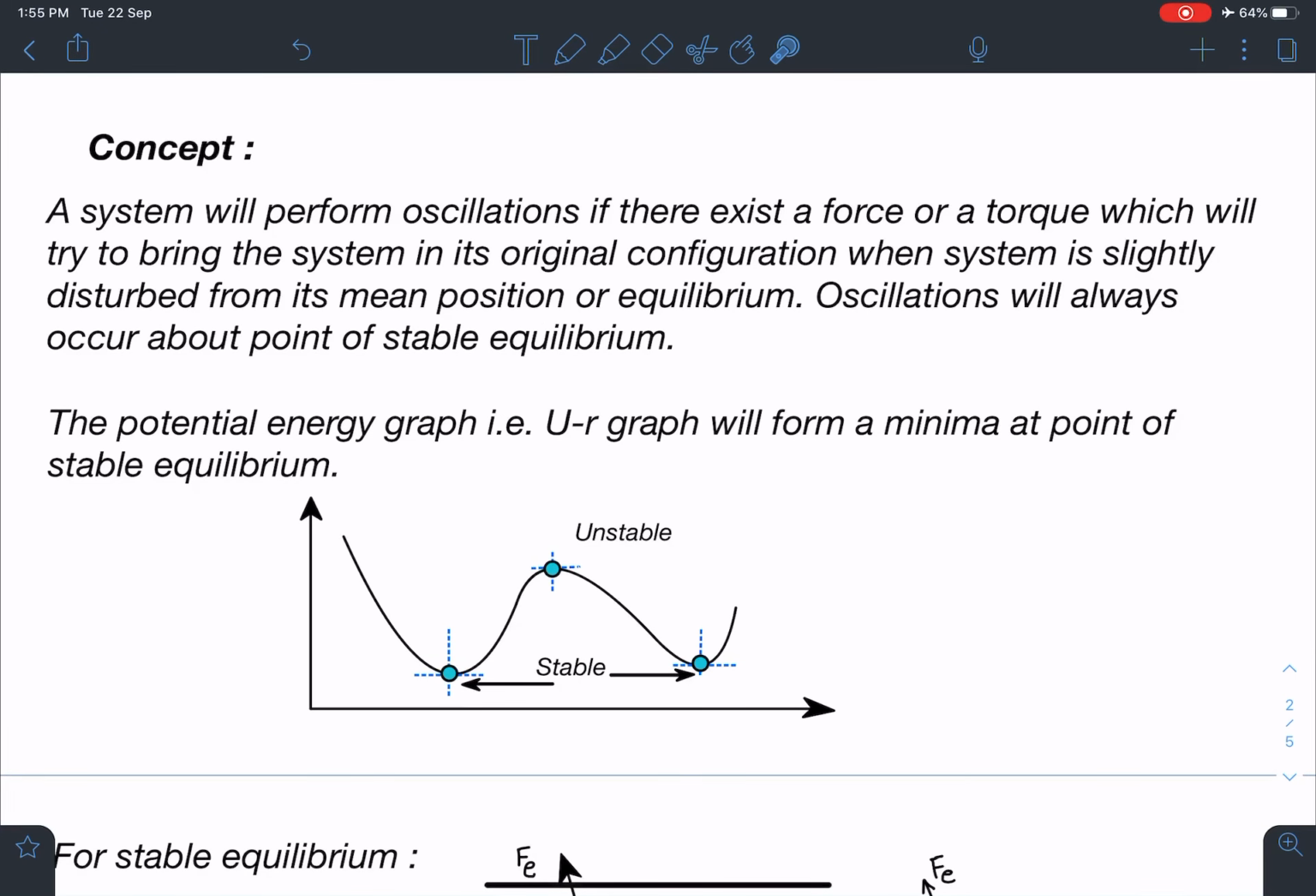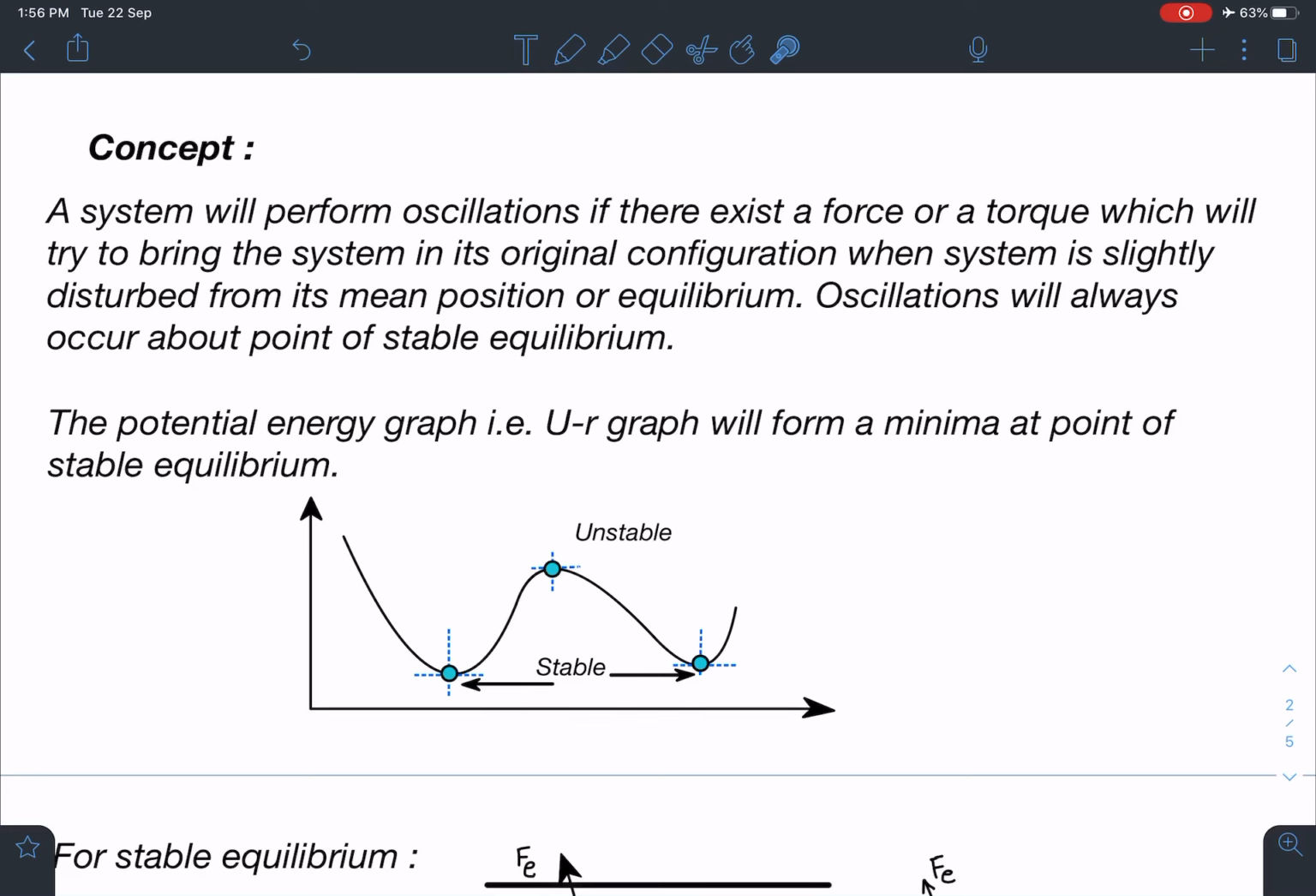As you can see, a system will perform oscillations if there exists a force or a torque which will try to bring the system back to its original configuration when the system is slightly disturbed from its mean or equilibrium position. Oscillations will always occur about a point of stable equilibrium. So this is a very important information. You must remember that any kind of oscillation, if it has to sustain, will occur about the point of stable equilibrium.